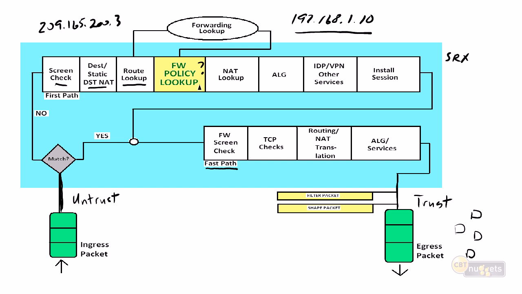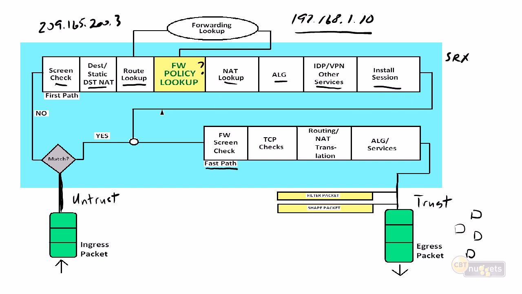Why? So we can know what policy to apply. That's why I said earlier, after the screen check and the route lookup, you do another route lookup, a forwarding lookup, to determine the destination security zone. So we have to know that. And then, of course, there can be some more translation, some upper layer inspection, application layer gateway, maybe some intrusion detection, VPN services. Once you get through all of that, now we install the session into memory.